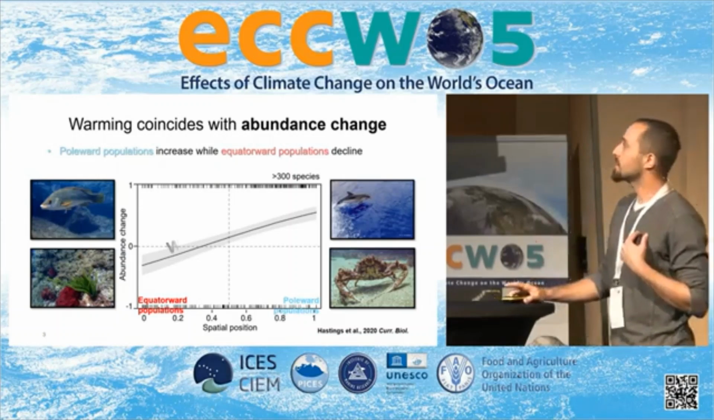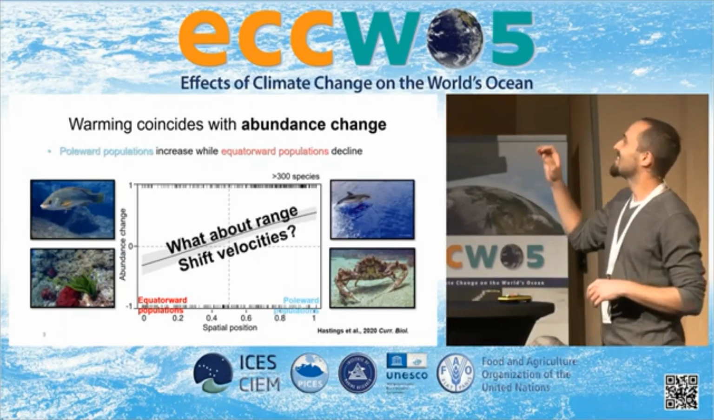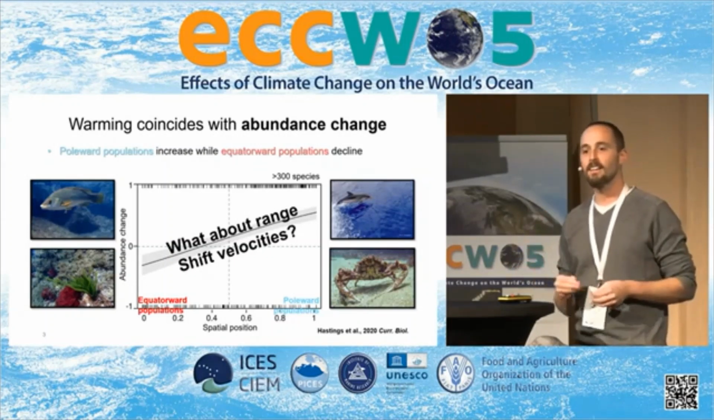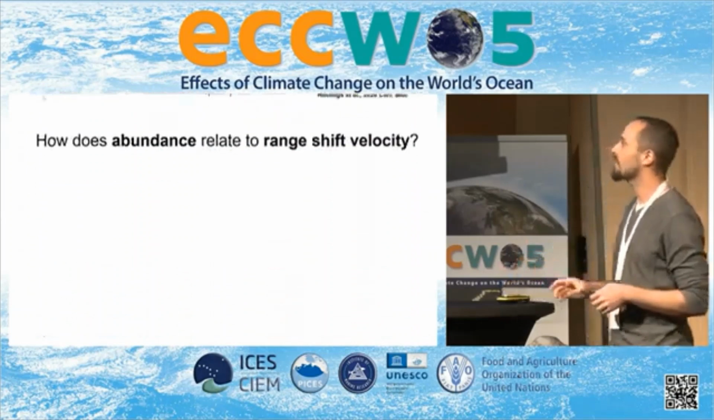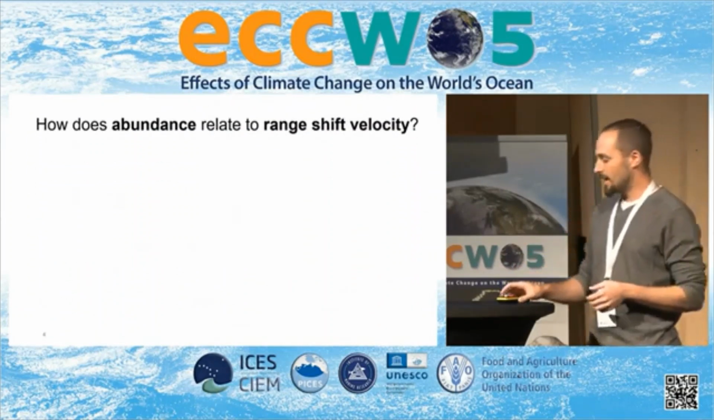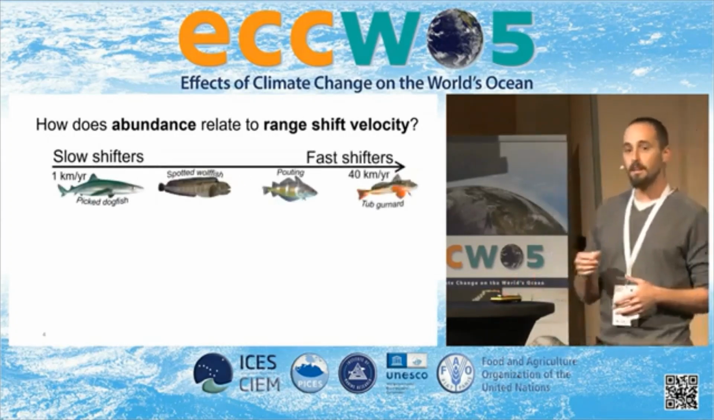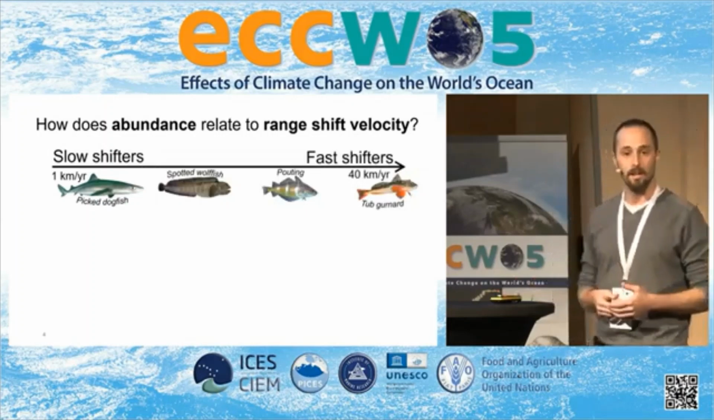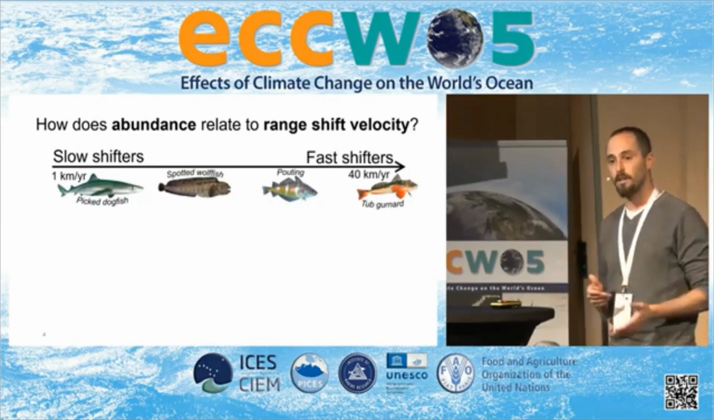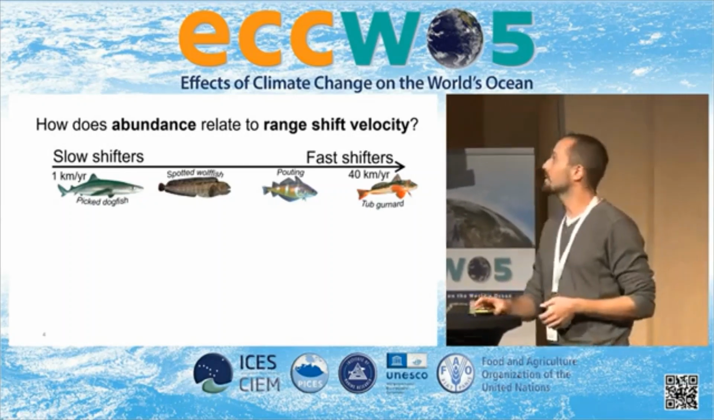But what we're interested in in this study is understanding what about the range shift velocities? How do they relate to this story? And more precisely, how does abundance relate to range shift velocities? I'm asking this because we know that some species are slow shifters, moving at rates of about 1 kilometer per year towards the poles, while others are quite fast shifters, moving about 40 kilometers. In terrestrial environments, we can also find much faster shift rates.